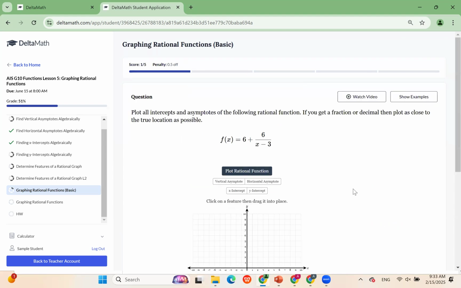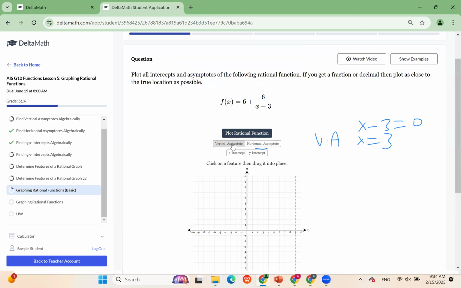Let's try another one. So for the vertical asymptote, we care about the denominator, so x equals 3, because x minus 3 equals 0, so x equals 3. Let's just plot the vertical asymptote at 3. Now for the horizontal asymptote, we want x to be a large number, so it's 6 plus 6 over 1 million, so just 6, so y equals 6, because the fraction here is 0, obviously. So the horizontal asymptote is at 6.